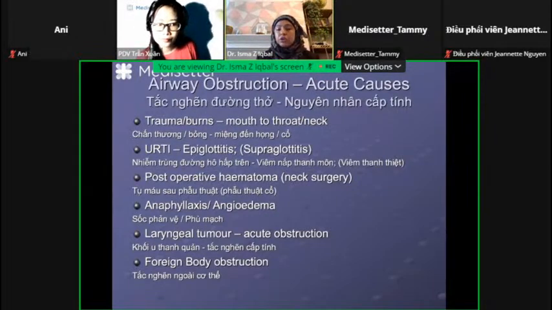Again, very important to give them an EpiPen, to give them steroids and to secure an airway.